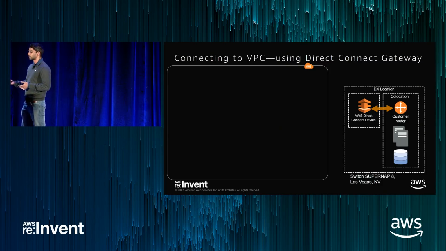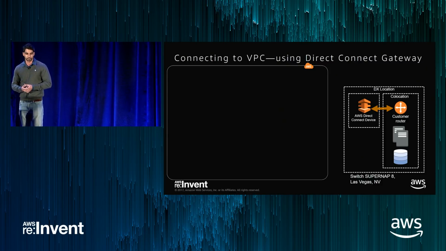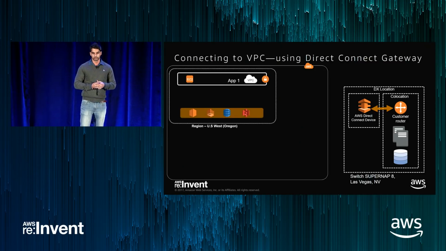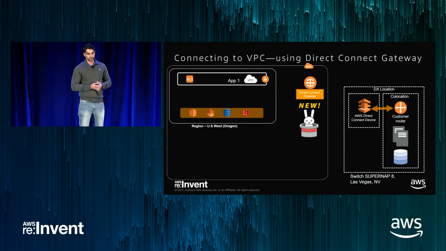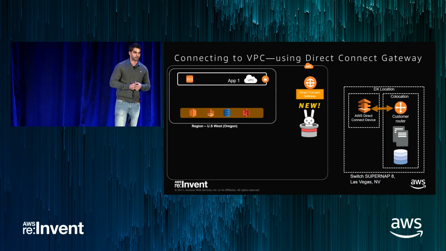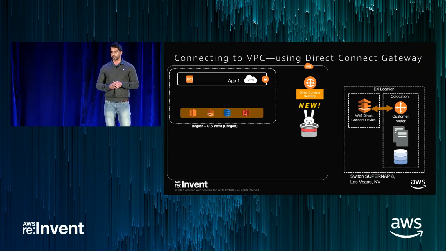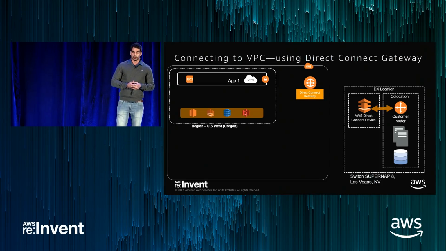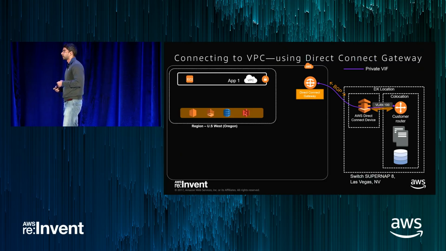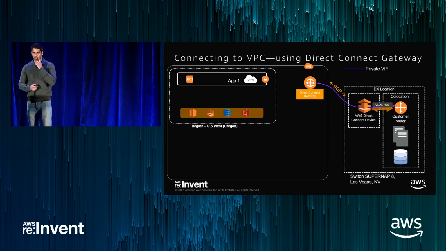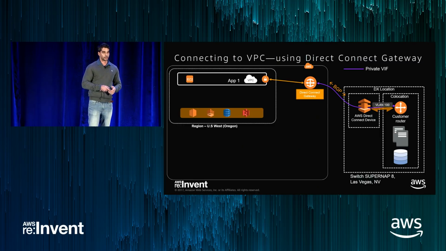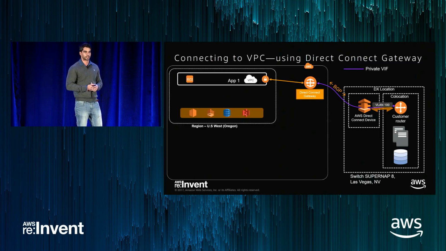So let's see how things work now that we have released Direct Connect Gateway. Let's say you have AWS resources in the US West Oregon region, which consists of an app1 VPC, and you want to connect to this resource through the SuperNAP Las Vegas facility. So now you create a Direct Connect Gateway as step one. Next, you'll create a private virtual interface, but now instead of the virtual private gateway, you terminate it on the Direct Connect Gateway. It's still the same process around VLAN ID, BGP sessions. Next, you associate your virtual private gateway to this new Direct Connect Gateway, and that's it.